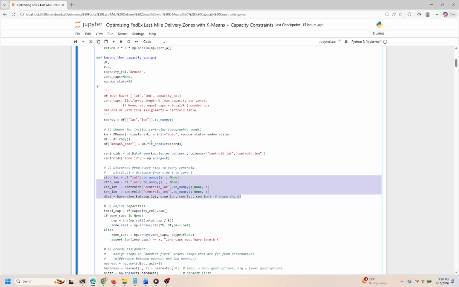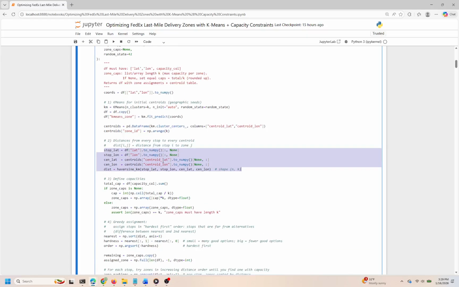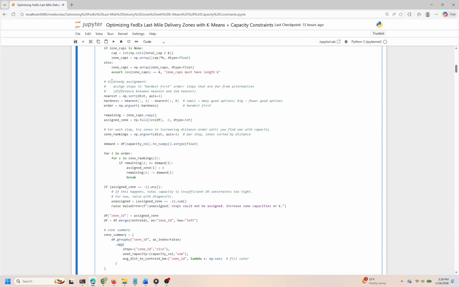Next, we move into a greedy assignment process, where we aim to fulfill demand by prioritizing stops that have fewer alternative options based on distance. By ranking the stops according to how far they are from their nearest alternatives, we strategically place them in zones with available capacity. If a stop cannot be assigned due to insufficient capacity, the function raises an error, prompting the user to reevaluate their zone configurations or capacities.